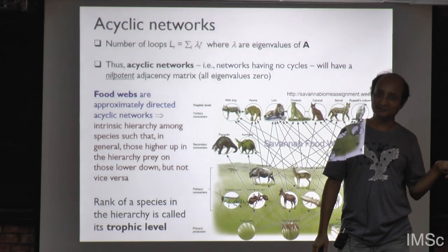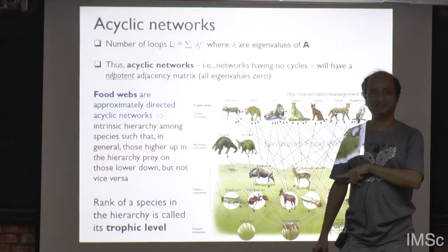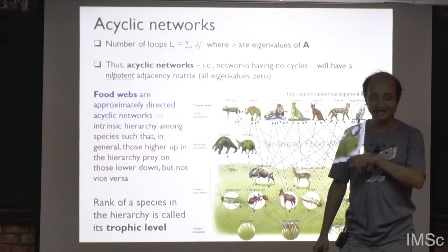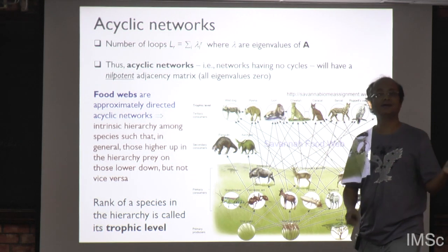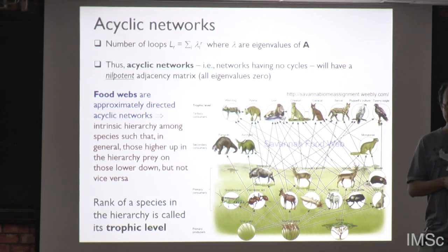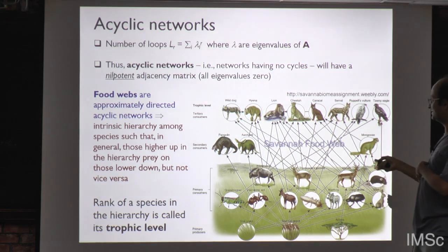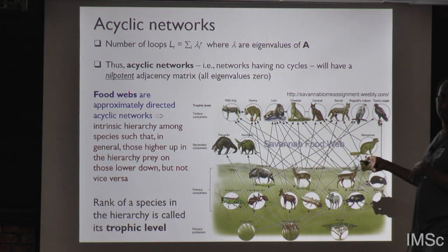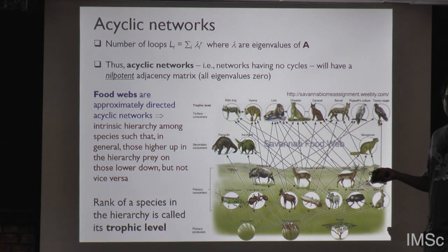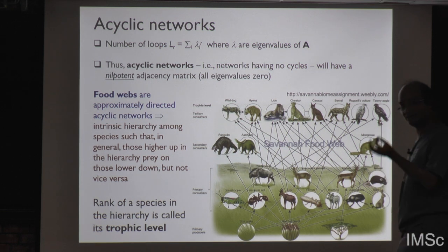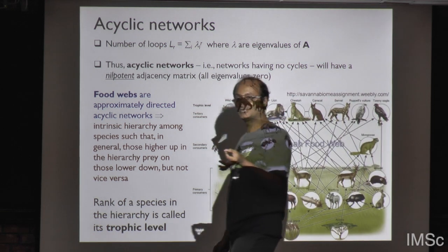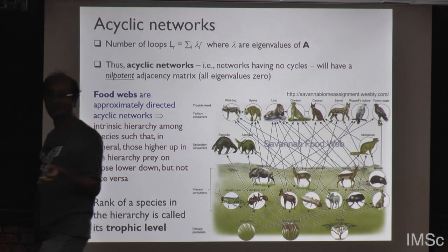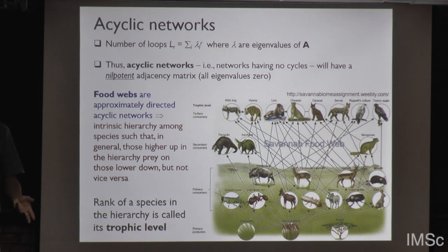Now the only way that can be true is if all the eigenvalues are 0. Right? And so this tells you that for a network to have no cycles, its adjacency matrix will have to be nilpotent. That is, the eigenvalues are all 0. Okay? So this is a wonderful condition, a very simple condition you can use to immediately find whether there exist cycles in your network or not.